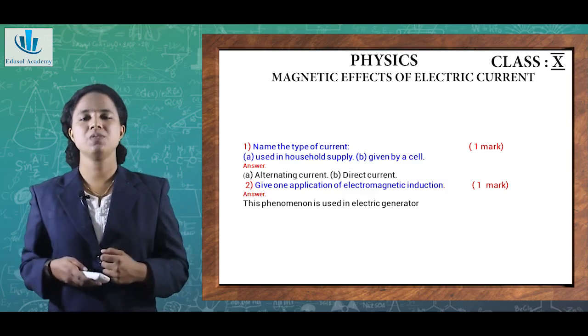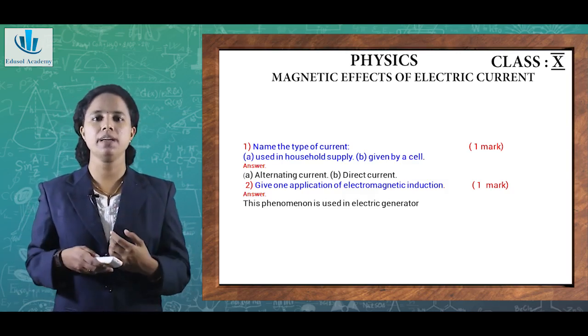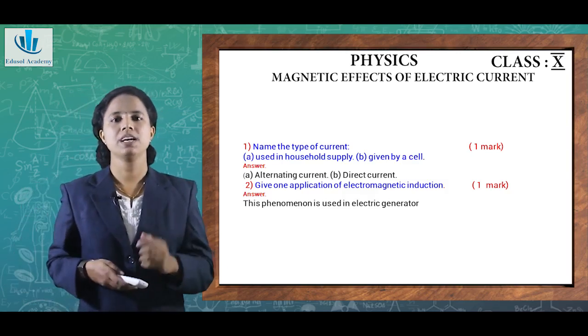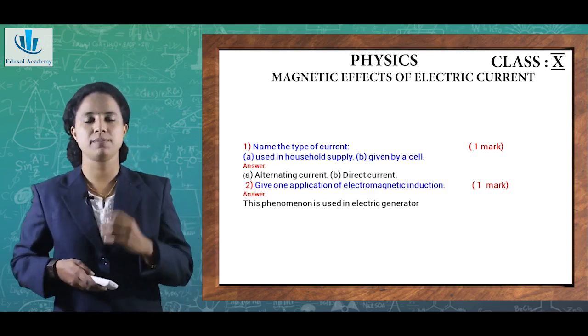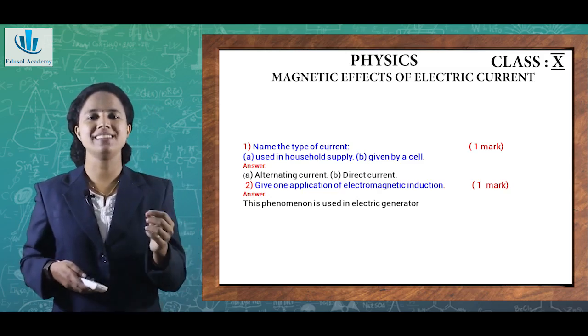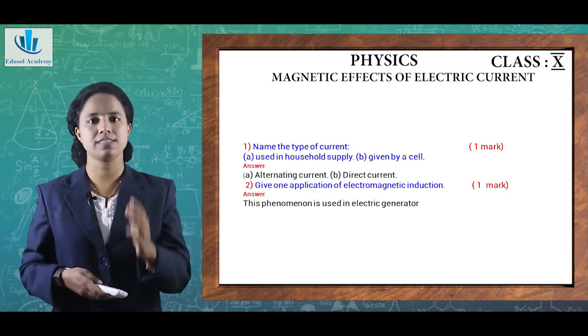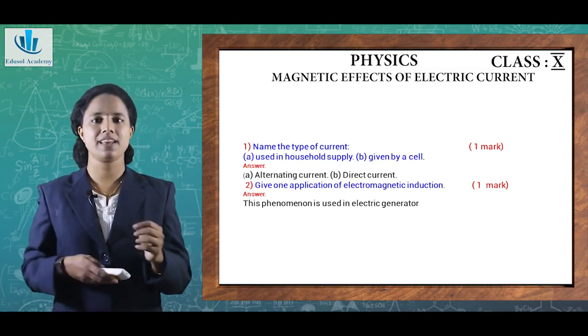Name the type of current which is used in household supply and that is given by a cell or a battery. We know the current which we use in our household supply and appliances is AC or alternating current, and that which is given by a battery or a cell is DC or direct current.